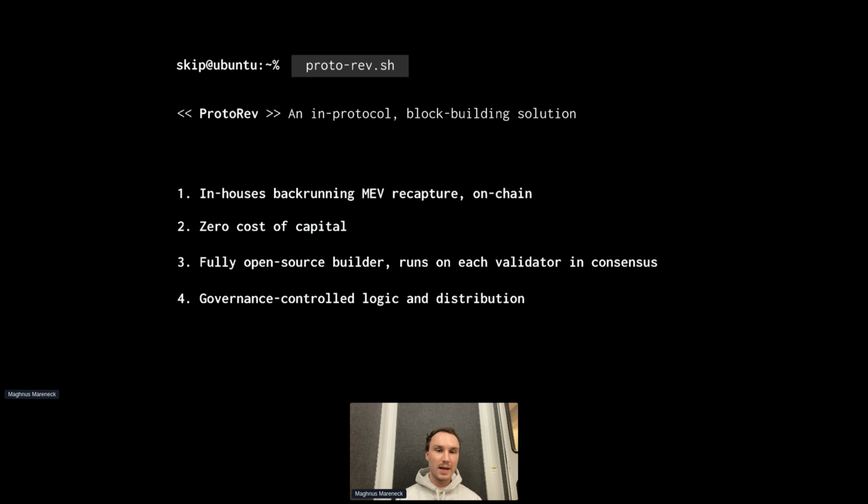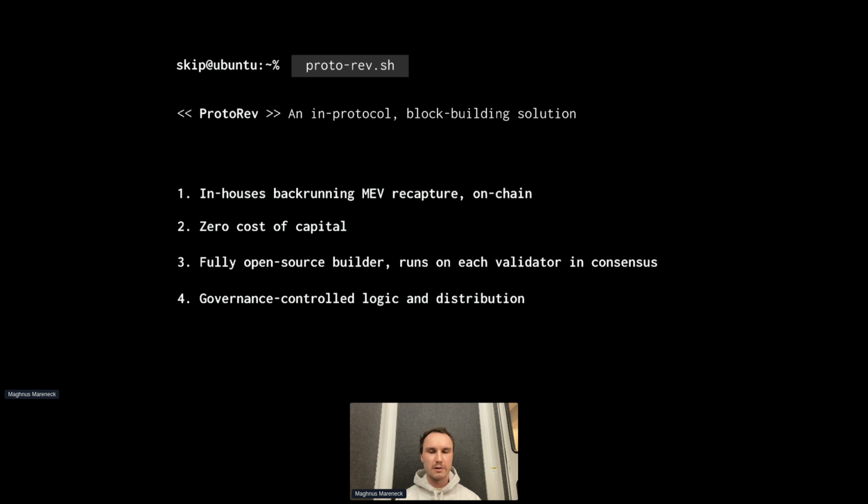It can borrow an infinite amount of capital to execute backrunning, unlike any searcher or off-chain builder could. The reason it can do that is because it's actually built into the application and therefore has access to the modules to mint and burn capital. It's also fully open source.